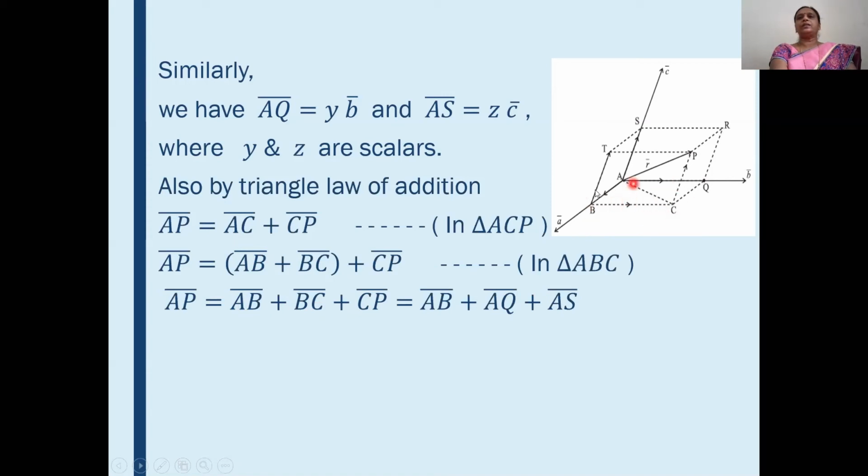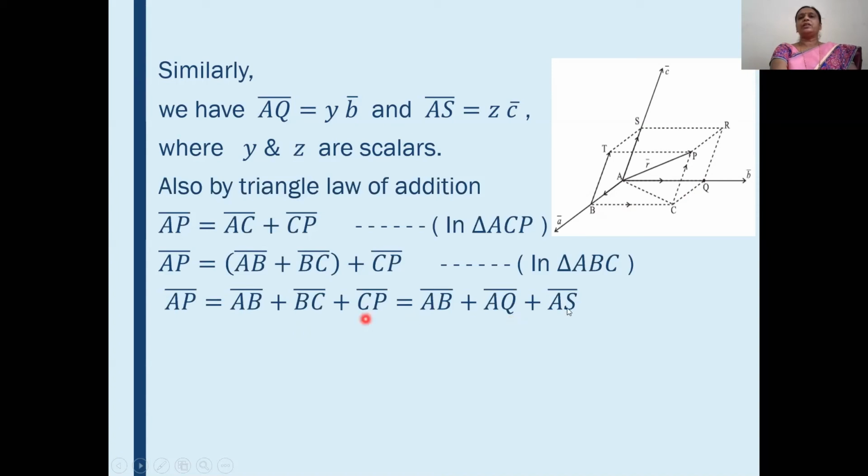For this BC and AQ, these are opposite sides of a parallelogram, and we know that opposite sides of a parallelogram have the same magnitude, and here they also have the same direction. Therefore, instead of BC you can write AQ. Consider this parallelogram ABCQ. Here BC and AQ are opposite sides. Therefore, they have the same magnitude and the same direction. Instead of BC, you write down AQ bar in the next step.